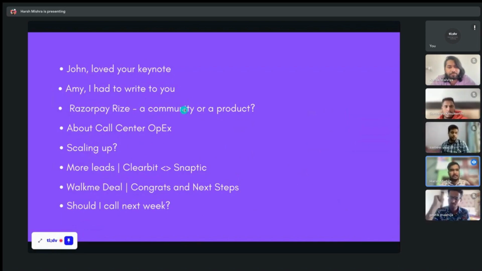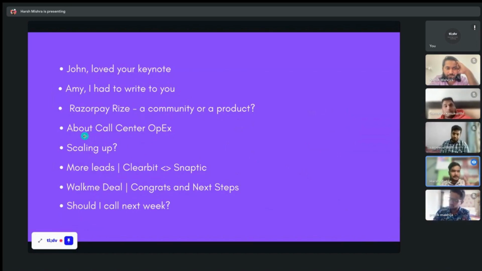"Razorpay Rise, a community or a product", because they might have been observing Razorpay Rise for their community understanding, and they also want to grow like Razorpay Rise. If I am selling, let's say, Threadio, a community management platform, and I put down that Razorpay Rise is my customer and I have an interesting insight about them, this email will get opened.